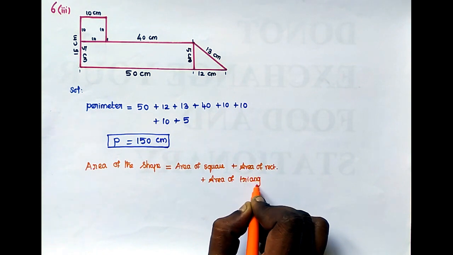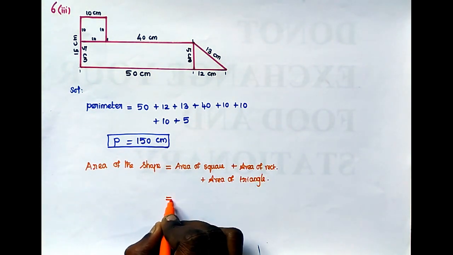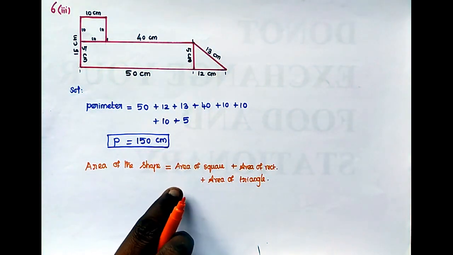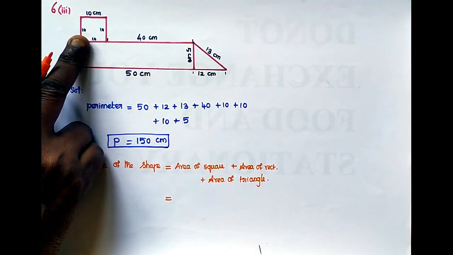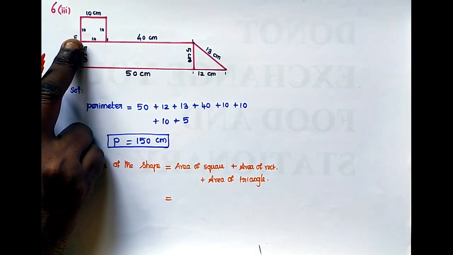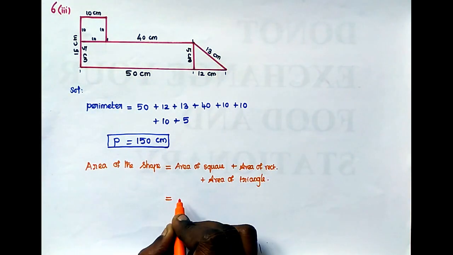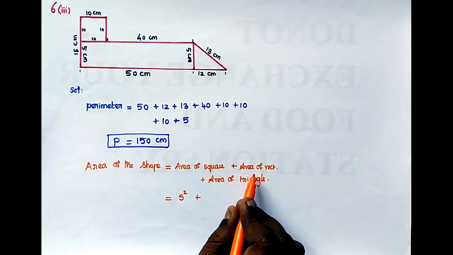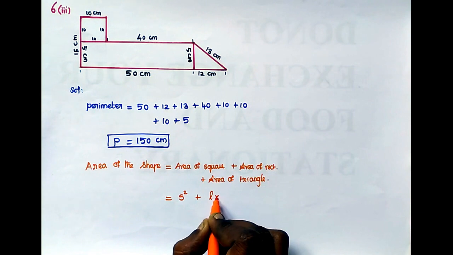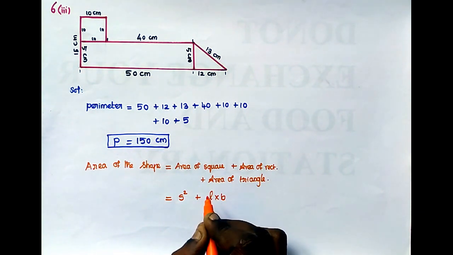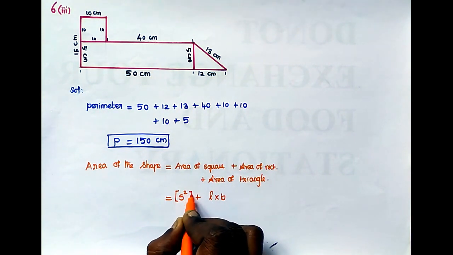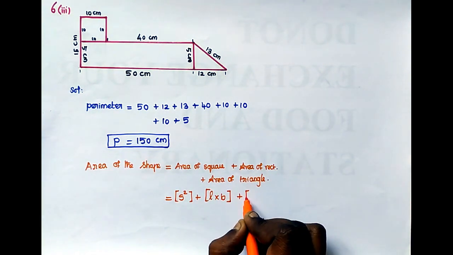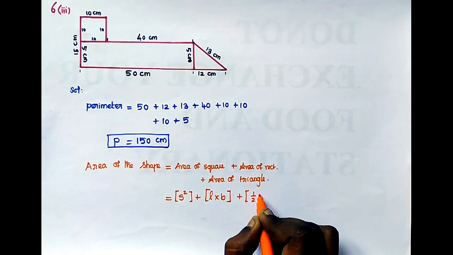Listen, square means what is the measurement? Side into side is the area of square. Side is 10. So S square, plus area of rectangle L into B, plus triangle half BH.